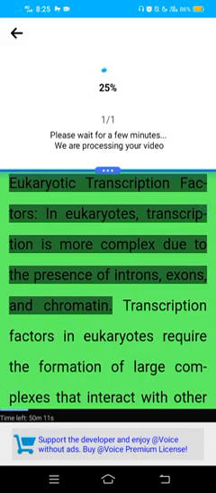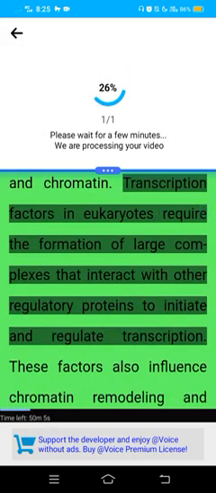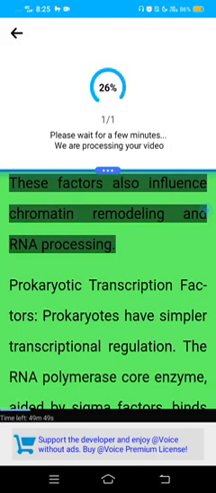Eukaryotic transcription factors. In eukaryotes, transcription is more complex due to the presence of introns, exons, and chromatin. Transcription factors in eukaryotes require the formation of large complexes that interact with other regulatory proteins to initiate and regulate transcription. These factors also influence chromatin remodeling and RNA processing.